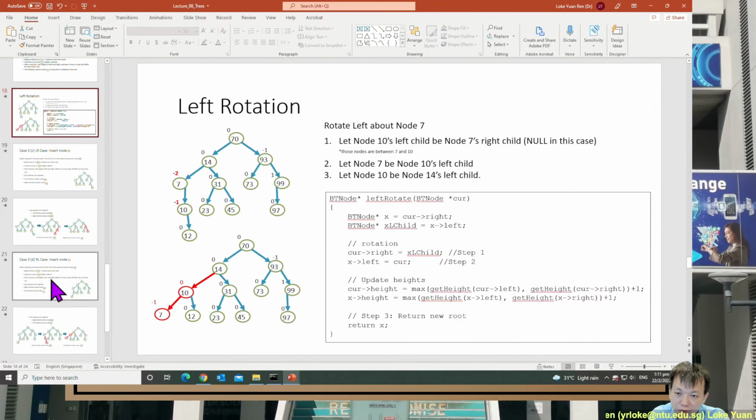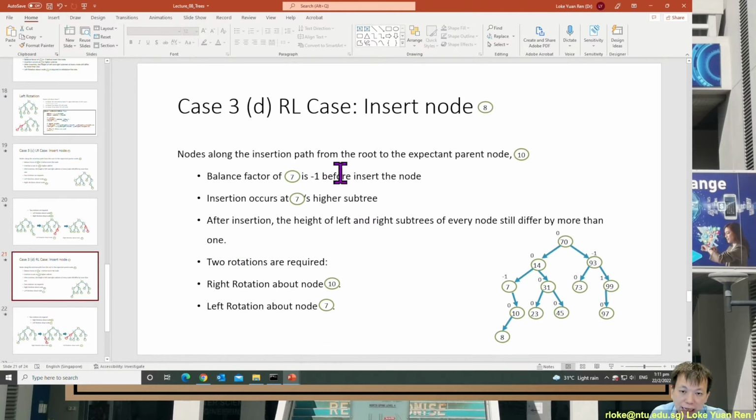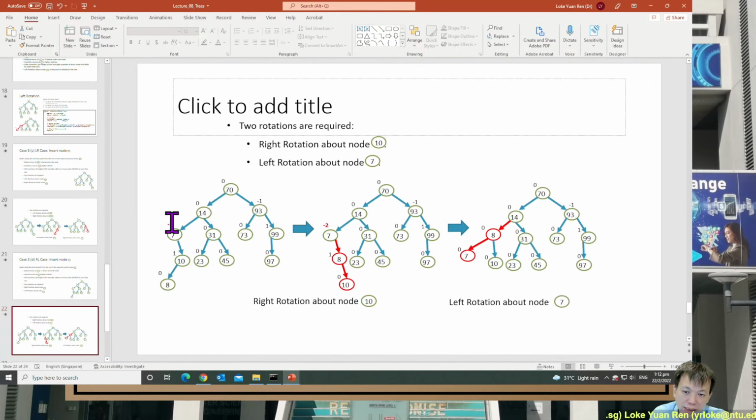But if you find that it is an RL case, then after you insert the new nodes, this one will be -2, and then node 10 will become 1. That means the right side is higher than the left side. If your balance factor is 1, it means that the left side is higher. So you need to do the right rotation to bring some nodes from the left to the right. You do the right rotation. You will bring some nodes from the left to the right. And then you do the left rotation, then you will be balanced.